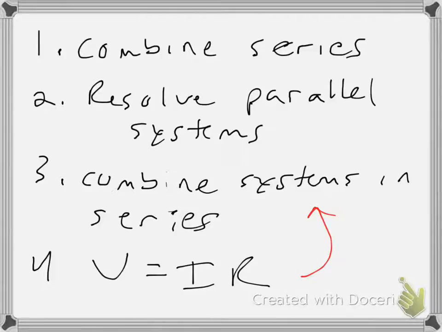First you use Ohm's law on the overall circuit, so your V applied, your I total, and your equivalent resistance. Then you work backwards and find the voltage and current in each system. Then you break that system down into those parallel resistors, find the voltage and current across those, and lastly you should be able to find the voltage and current across those series resistors that were left over.